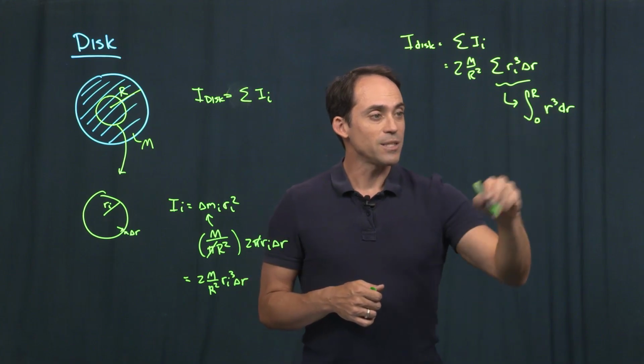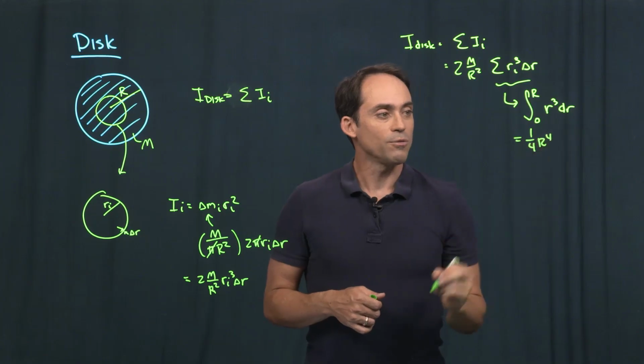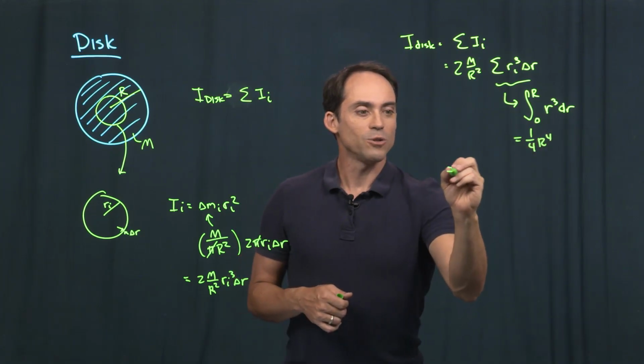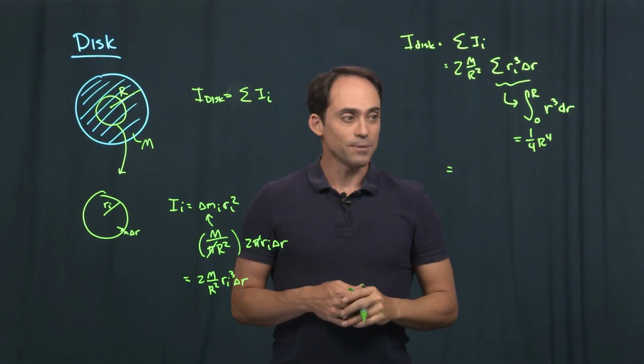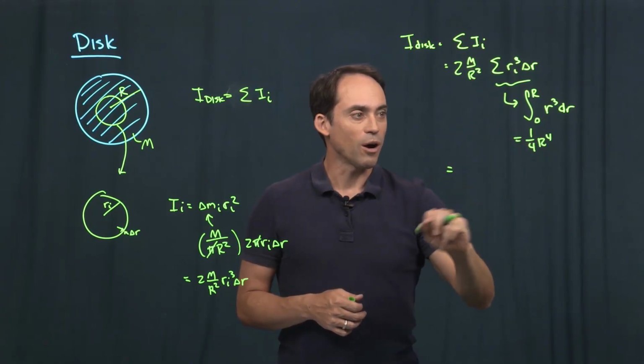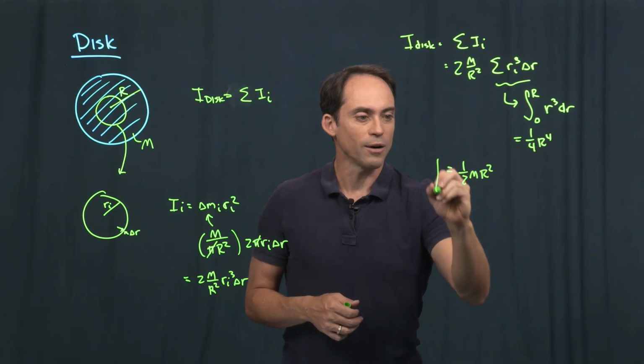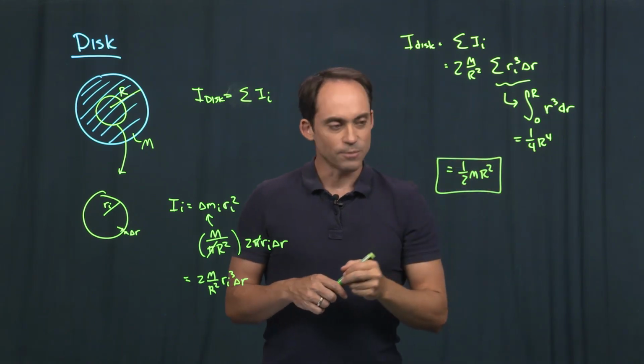And this is a fairly simple integral to do. It's just equal to 1/4 times r to the 4th. So if we go back to our measure for our I disk, it's going to be 2m over r squared times 1/4 r to the 4th, and that gives us 1/2 mr squared as our final answer.